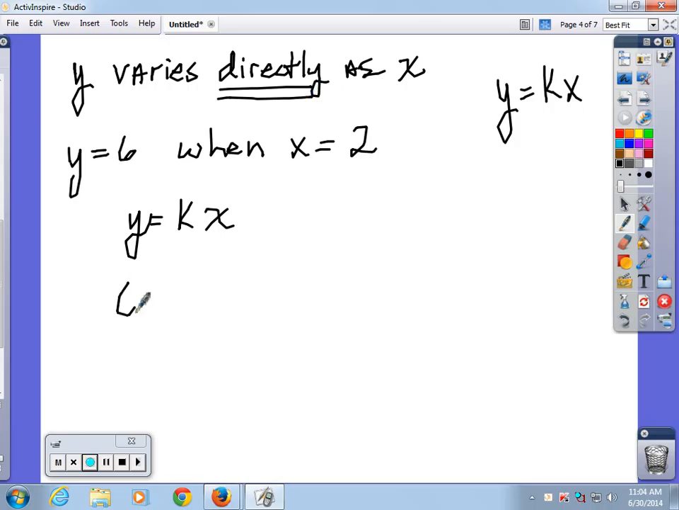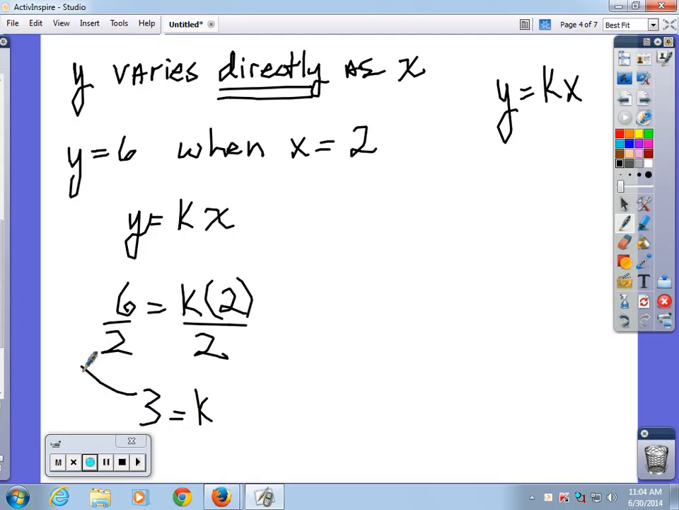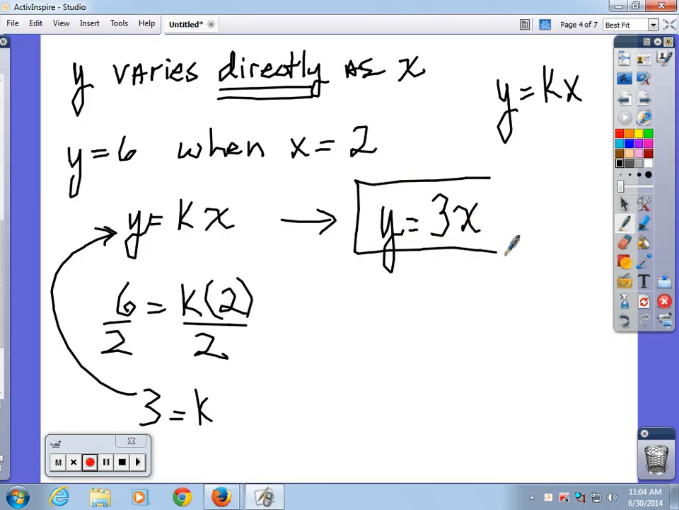So y is equal to K times 2. And how do we solve for K? Divide by 2. So K is equal to what? Now get used to this. Take the 3 and plug it back in, and your equation is y is equal to 3 times x. That's your equation. This is a problem where we found K. You plug and chug and you find K.